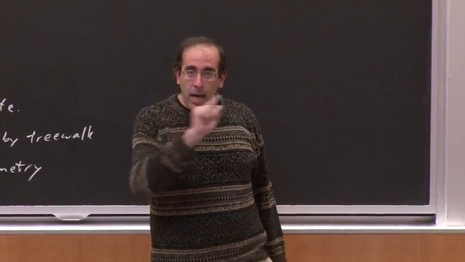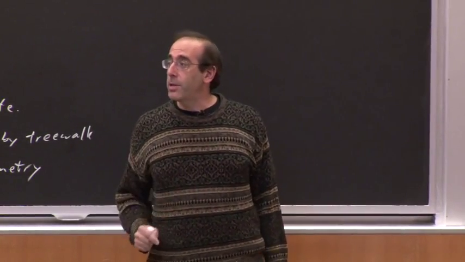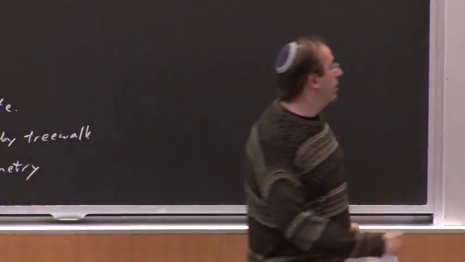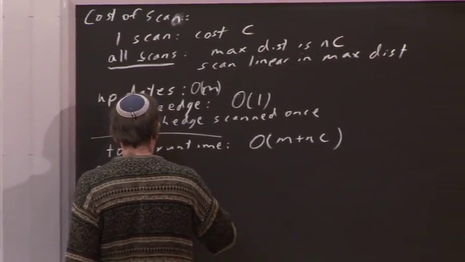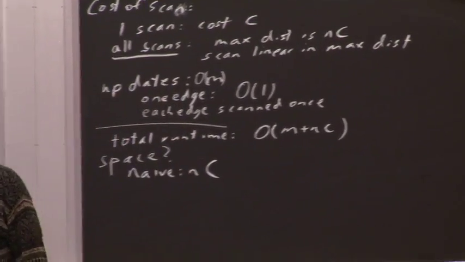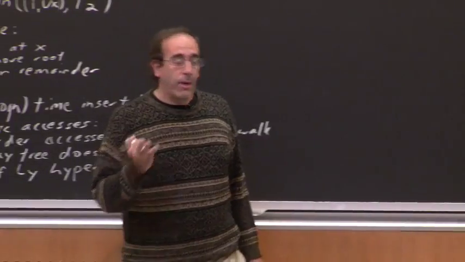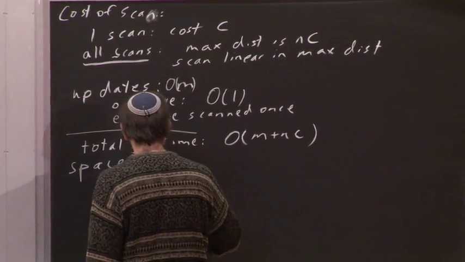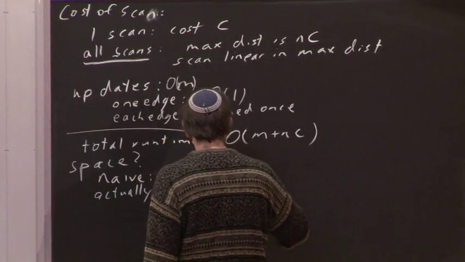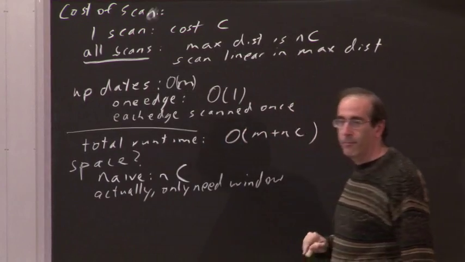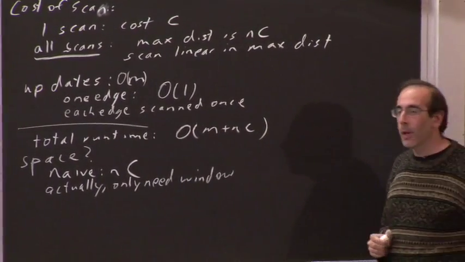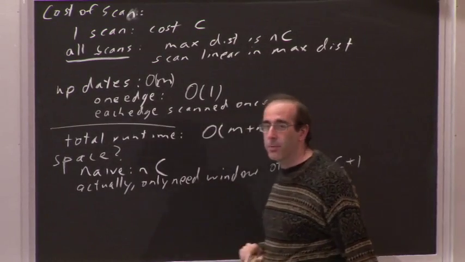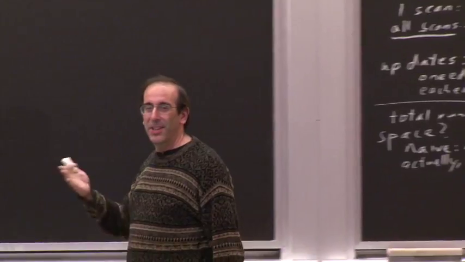But before we get there, what's the naive space usage? Naive space usage is nC, right? We have this giant array which goes up to the maximum distance. Right? So the naive space usage is nC. But now, as you're saying, we can be a lot cleverer than that. We can recognize that at any given time, we only need a window. How big does that window need to be? Yeah, it's a window of size C. Or let me be a little cautious and make it C plus 1 so that we have a difference between 0 and C. Yeah?